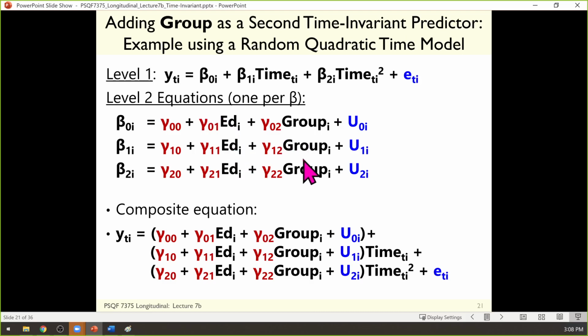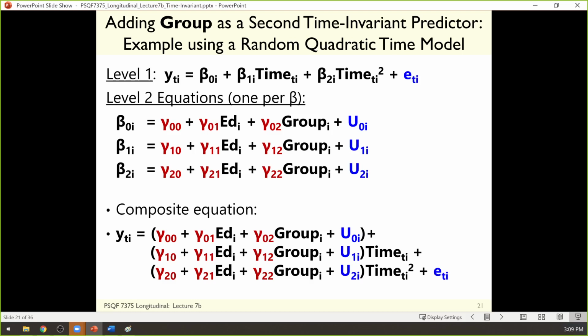Then these terms over here, gamma 01 and gamma 02, would be the slopes of the intercept, because they are slopes predicting beta 0. Whereas, wait for it, gamma 11, 12, 21, and 22 would be the slopes of the slopes, because they are slopes predicting the time and time squared slopes. I find that language very unhelpful and confusing, so I try not to use it. But in case you ever read a paper where they've used it, that's what they're talking about.